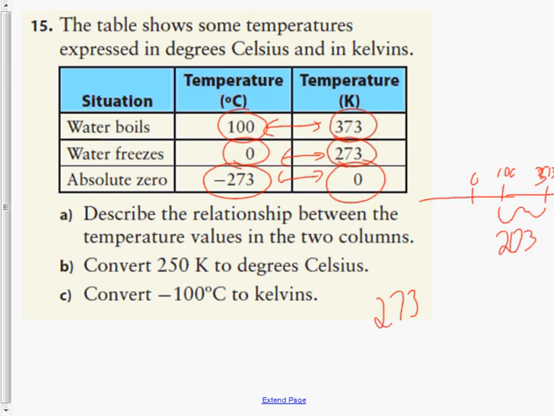So if it was 250 Kelvin, what would it be in Celsius? Raise your hand. No, it's not 86. If it was 250 Kelvin, it would be negative 23 degrees Celsius. Okay. Why 27? 23. Yep. Okay. Stop that there.